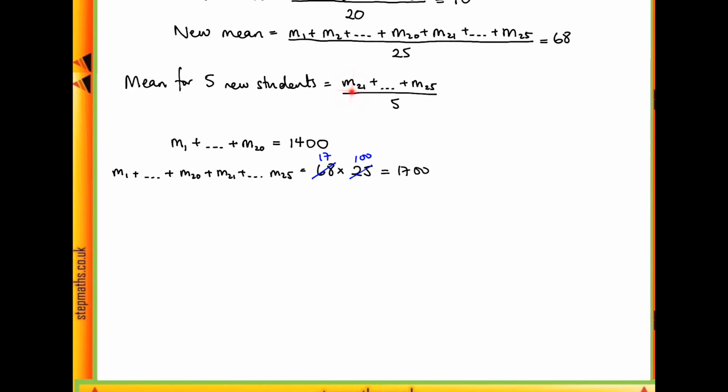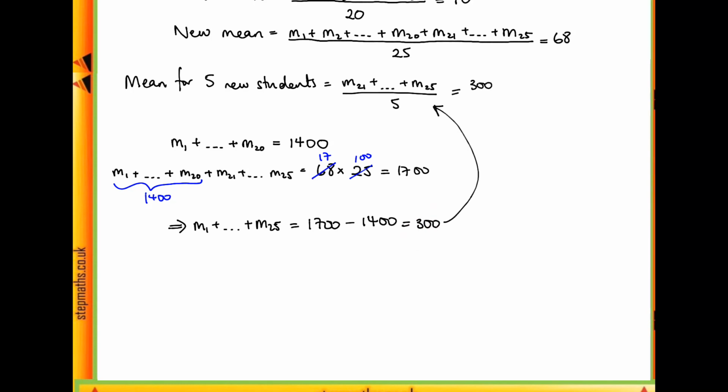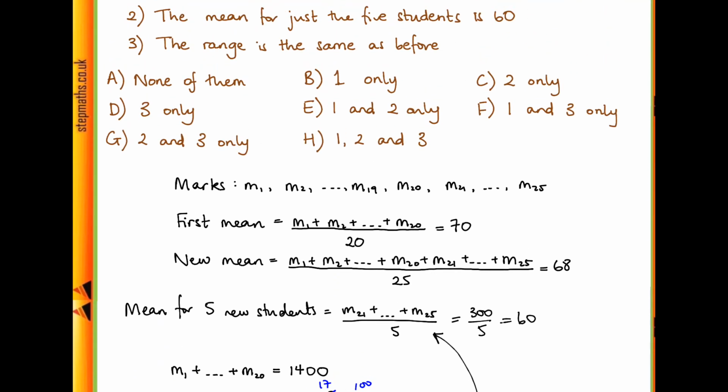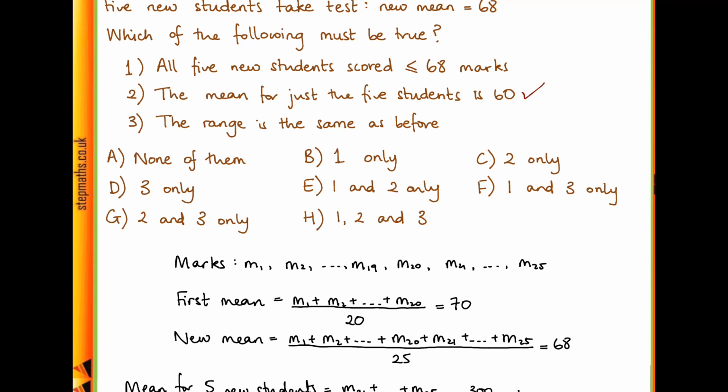And now if we want M21 up to M25, we can take off M1 up to M20 from this. And we know that's equal to 1,400. So the sum from M21 to M25 is 1,700 minus 1,400, so that's 300. So putting that back into here, we get 300 divided by 5, and that is equal to 60. So, in fact, statement 2 must be true.